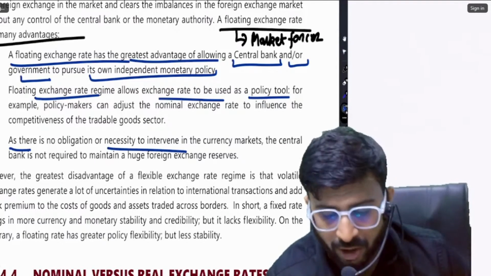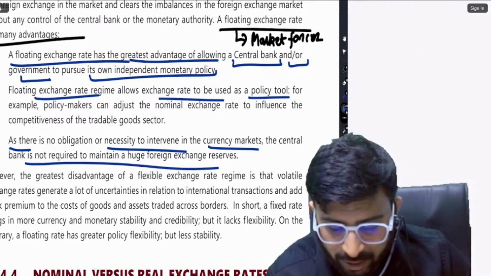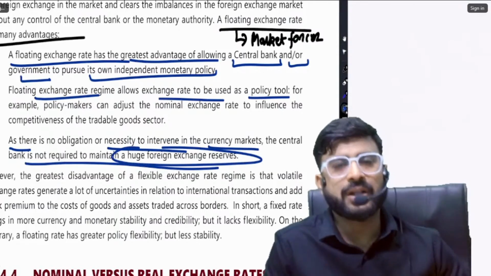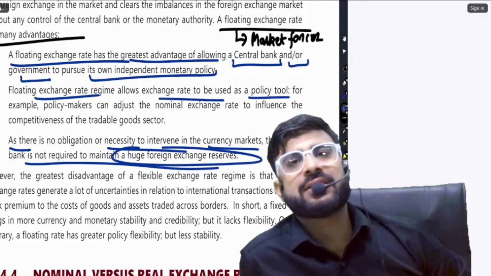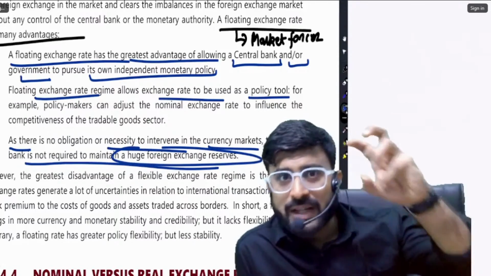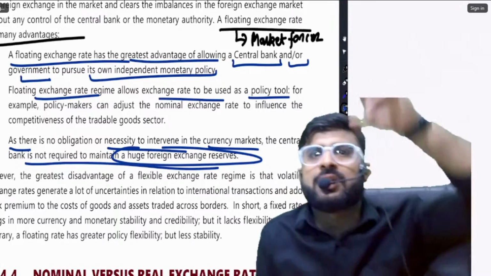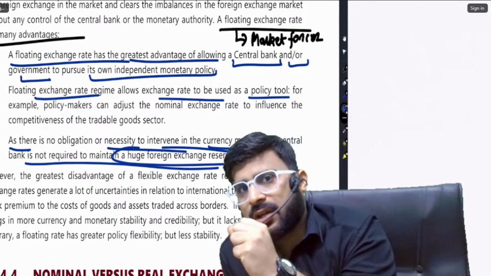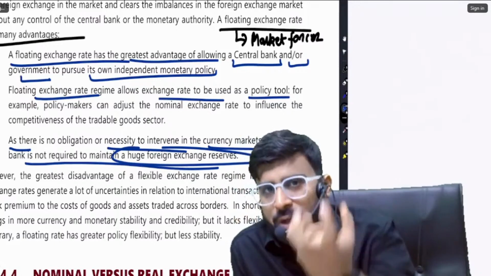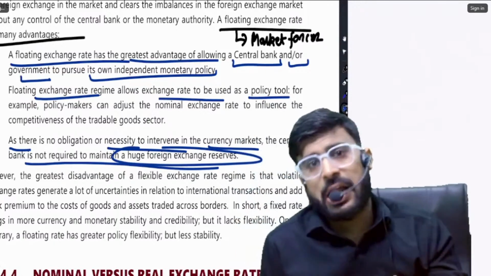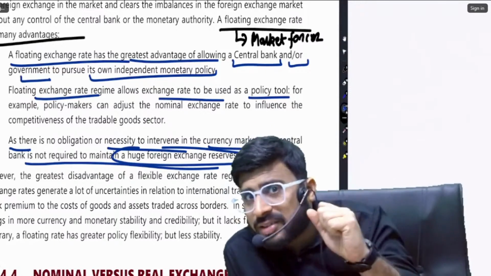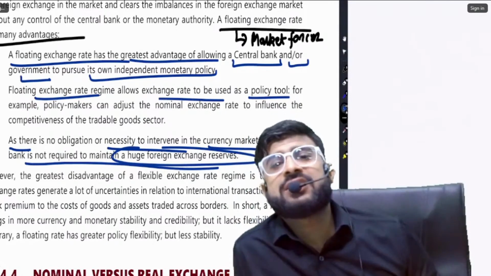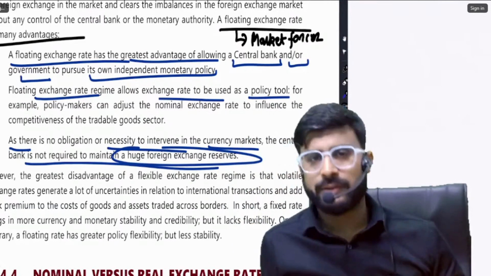Also, as there is no obligation to intervene in the market, the central bank is not required to maintain a huge reserve. See, if the government has the responsibility to increase or decrease the exchange rate, then the government should have reserves. But if the government does not have to tamper with the exchange rate, because the market decides the exchange rate, then the government does not need to hold stock of it.